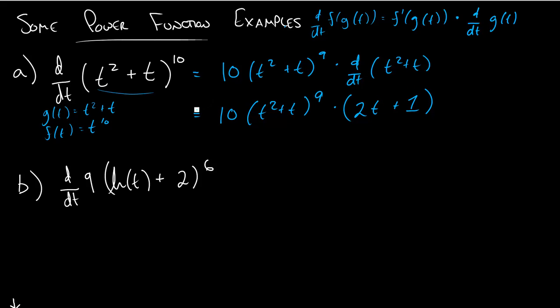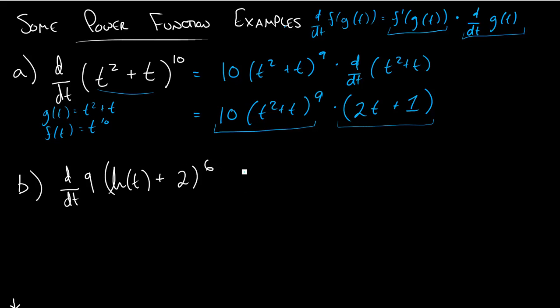So this whole thing here, this whole line, would be my answer to the derivative of t squared plus t to the 10th, right? So the derivative of my outer function, where I leave the inner function the same, so this is that part, times the derivative of g of t, that part. Right? So let's try something similar here.